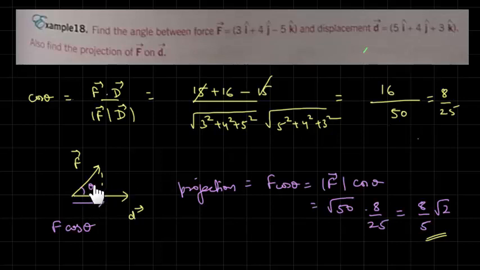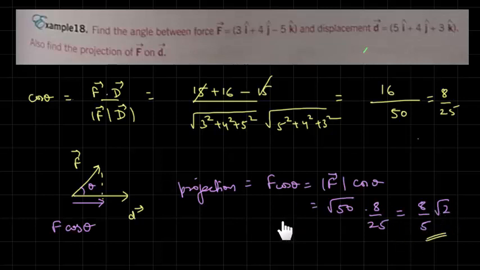Now we need the projection of force on D. It will be F cos theta. This is the projection of F on D. So F cos theta is equal to magnitude of F times cos theta. Magnitude of F is root 50, we found it earlier. Root 50 times cos theta, which we found to be 8 by 25, comes out to be 8 by 5 times root 2.